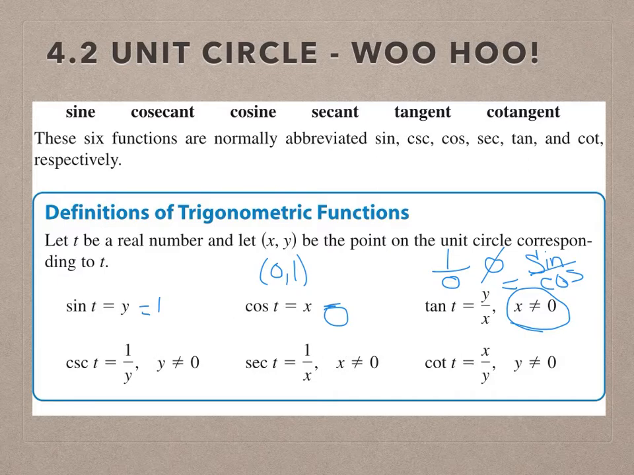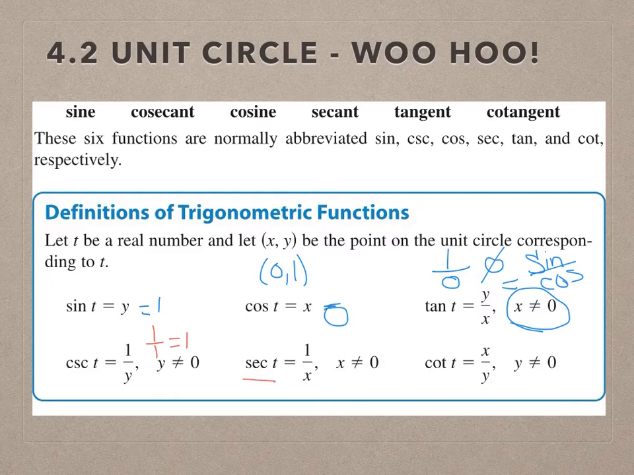The other 3 trig functions are really simple. They're just the reciprocals of each of these 3. So cosecant is the reciprocal of sine, and so instead of 1, which is y, it's 1 over y. In this case, it's 1 over 1, which would still be 1. So for this particular point, it happened to be the same. Generally, it will be different.